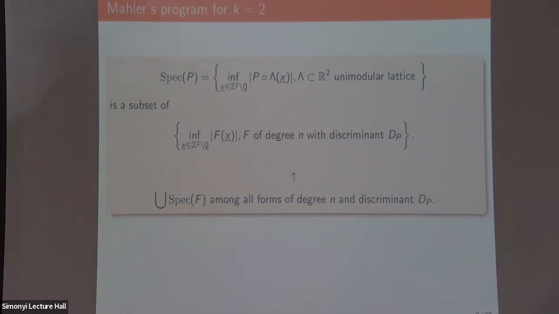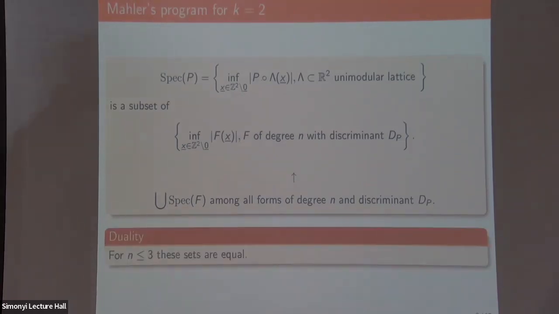Okay, but for binary forms, it is not hard to see that these sets turn out to be equal for degrees 1, 2, and 3. And this is just because SL2 has dimension 3. So another way to state this is that all binary cubic forms, for example, are GL2(R) equivalent as long as their discriminant has the same sign.